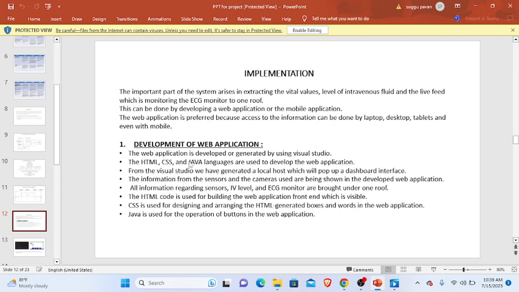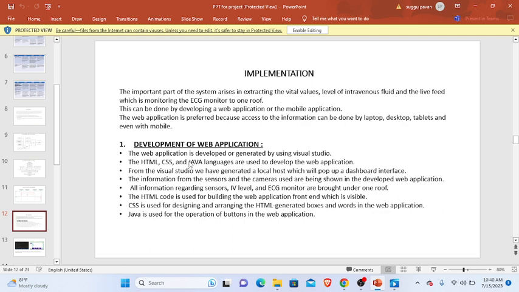The web application is developed or generated by the Visual Studio. There is a Visual Studio software where we developed our project. The HTML, CSS and Java languages are used to develop the web application. From the Visual Studio Code, we have generated a local host which will pop up a dashboard interface. The information from the sensors and the cameras is shown in the developed web application.